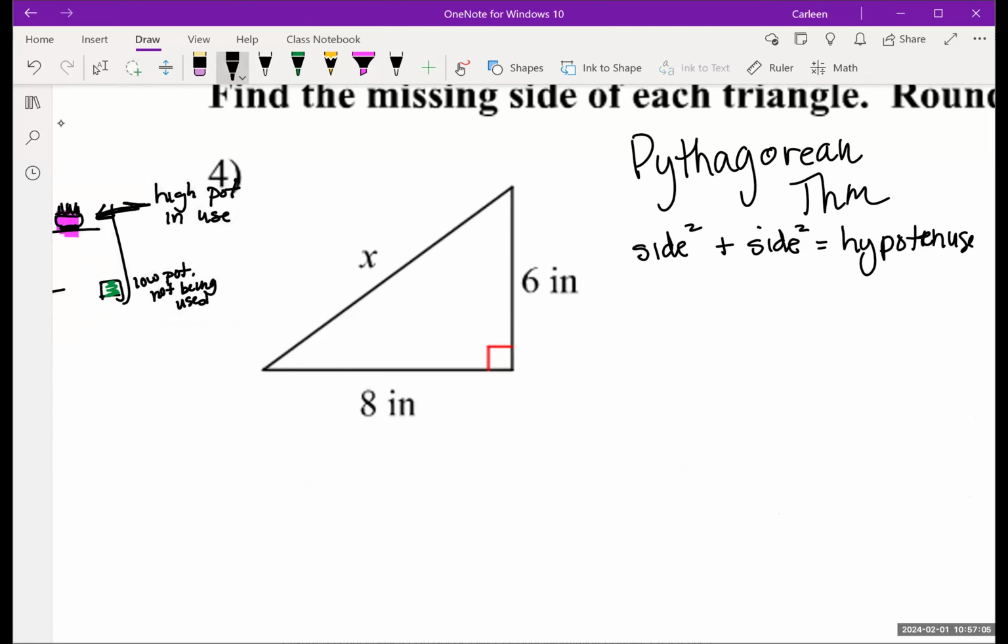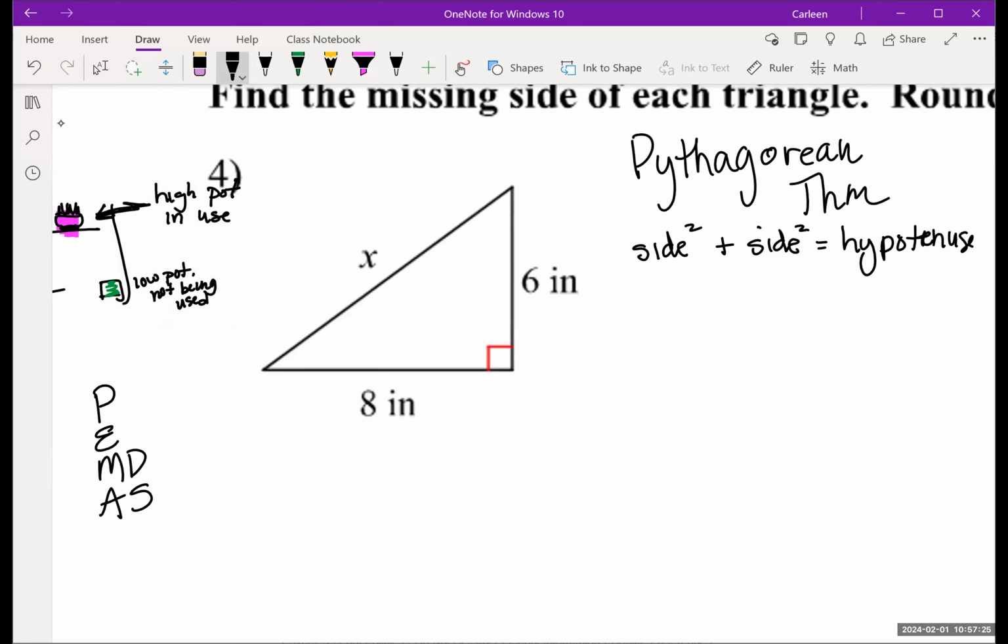Okay. So this is what we have to do. We're going to follow the order of operations: parentheses, exponents, multiply, divide, add, and subtract. So we have to follow those, and you work backwards through the order of operations to solve.